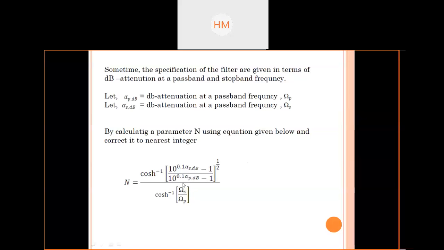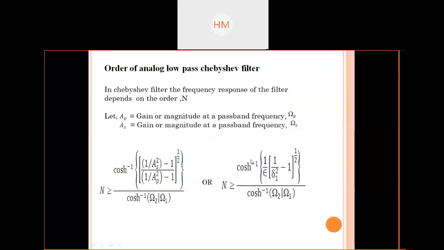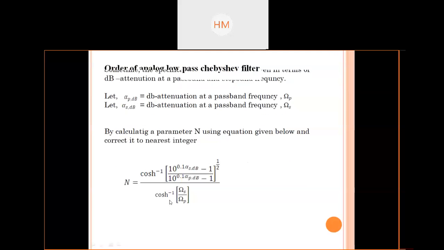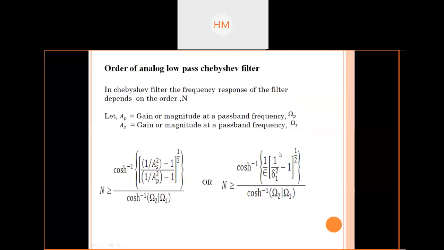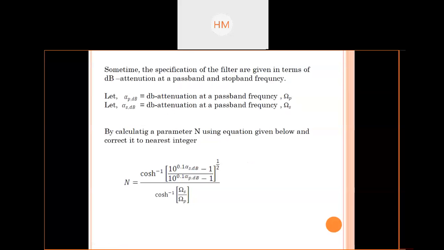cosh inverse of this term upon cosh inverse of omega s upon omega p. Or instead of omega s and omega p, you can have omega 1 and omega 2 also. In different books, writing styles are different, so don't get confused. Your concept should be clear so that you won't be getting confused. Here I have written omega 2 upon omega 1, and here omega s upon omega p is written. So not much difference in that. Finish writing down this equation.